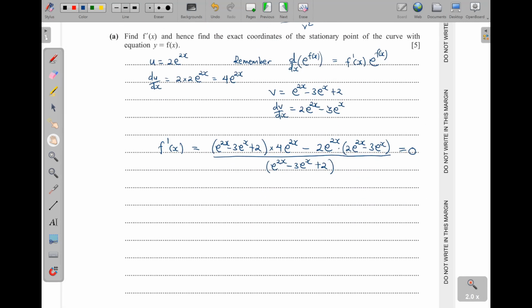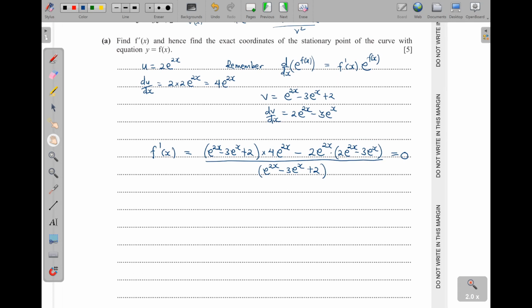Then we can simplify this. Of course, the denominator is going to disappear when I cross multiply. Now, 2e to the power of 2x is common. So that means here, because I've taken it out, I will remain with the 2. So that 2 then multiplies here, e to the power of 2x minus 3e to the power of x, then plus 2. And then here minus, we have 2e to the power of 2x, then minus 3e to the power of x.